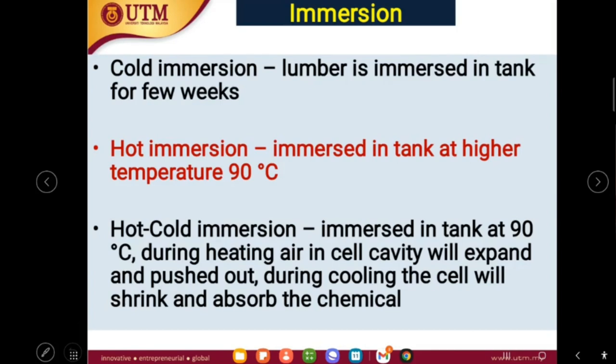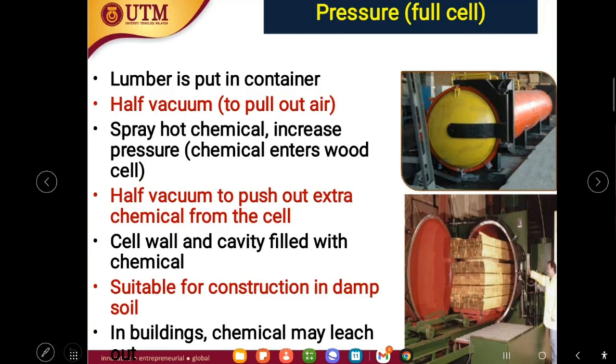During heating, air in the cell cavity will expand, and then during the cooling of the cell, it will shrink and absorb the chemical. So this is some sort of what we call a pressure process. During the hot heating, the air in the cell cavity will push the water out from the cell cavity, and then during the cooling, the cell will shrink, and during the shrinking, it will absorb the chemical. So naturally the preservative will go into the cell of the timber. But of course, compared to the pressure method, the pressure method is actually more effective.